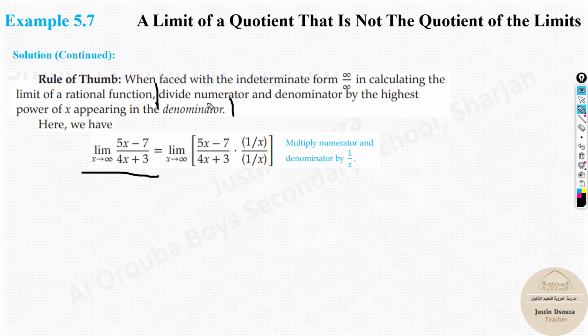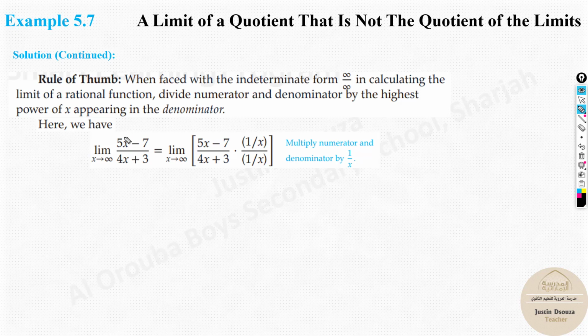Divide numerator and denominator by the highest power of x appearing in the denominator. What does it mean? You should look at the denominator. Which is the highest power? Over here it's x to the power 1. So you need to use this to divide up and down.